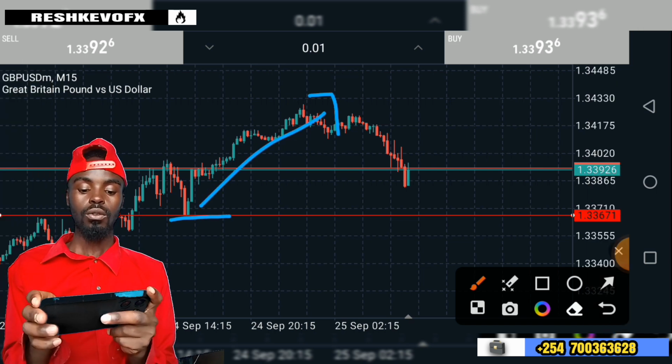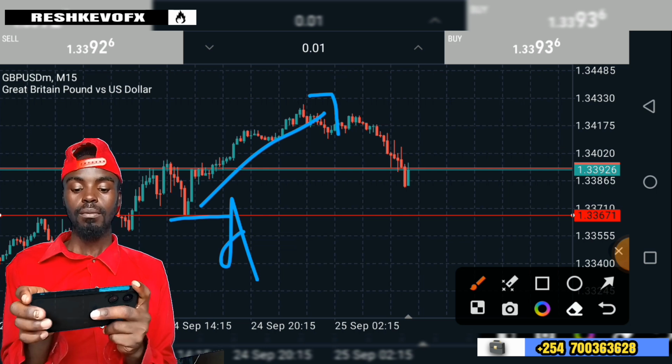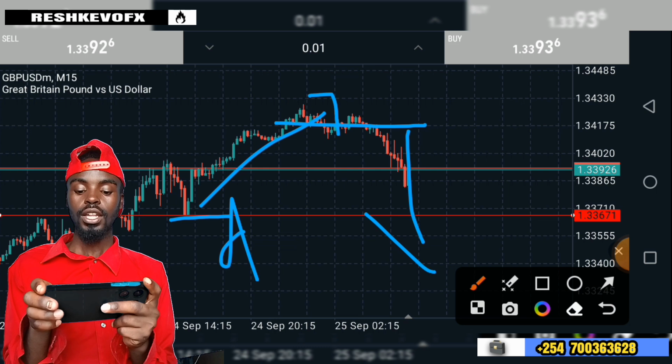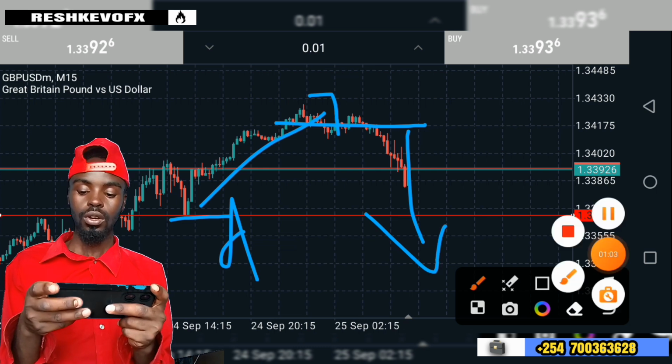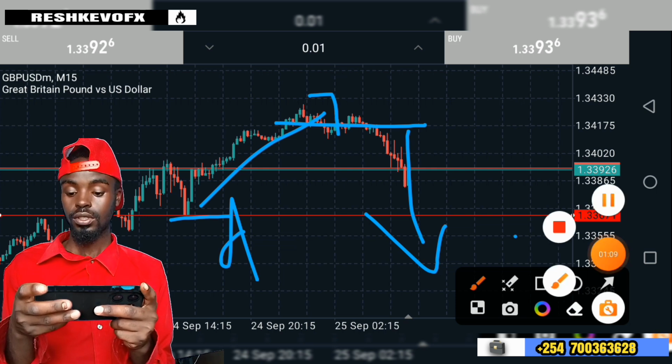That is where we call what? A demand zone. A supply is whereby you sell at the highest point, then you sell at that point. Those are called the supply and demand zones. How do we identify supply and demand zones on a chart?